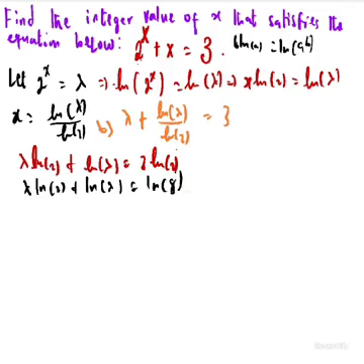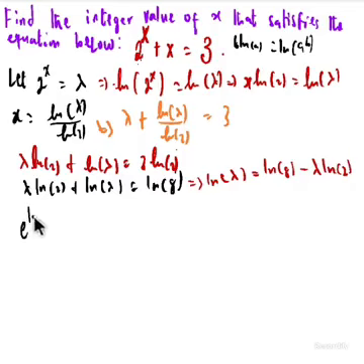So what is the next thing we're going to do now? The next thing is to subtract lambda ln 2 from both sides. So we're going to have natural log of lambda equal to natural log of 8 minus lambda natural log of 2. Then the next thing is to raise e to both sides of the equation, since the base of this natural log is e. If you do that, we're going to have e raised to the power of natural log of lambda equals e raised to the power of natural log of 8 minus lambda natural log of 2.